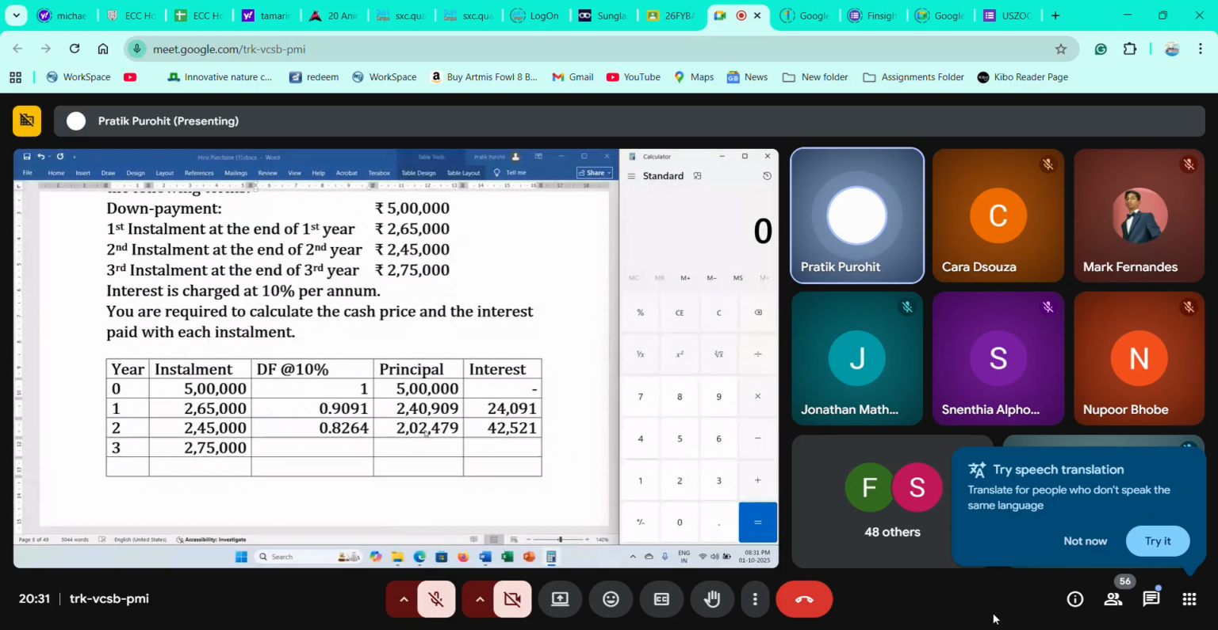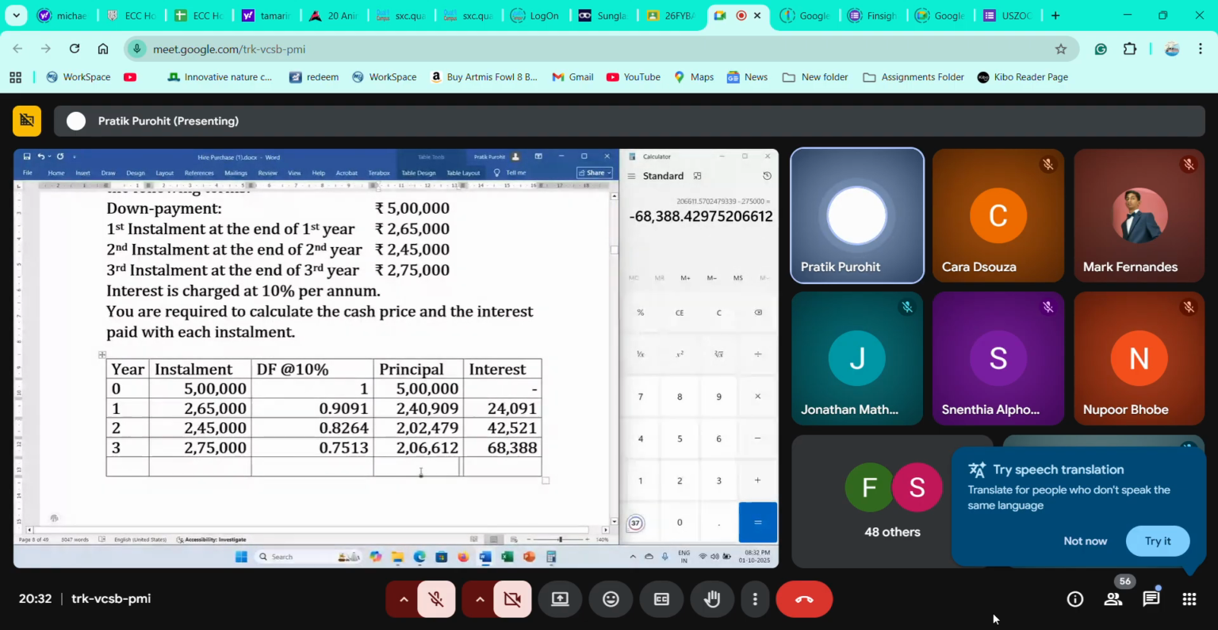Same thing you repeat for the third year. Resetting the calculator, 1 divided by 1.1, first year equal to, second year equal to, third year. So 0.7513. Correct? Multiply by the amount of installment, that is 2 lakh 75. You get 206,612. Minus the installment 75, you get 68,388.